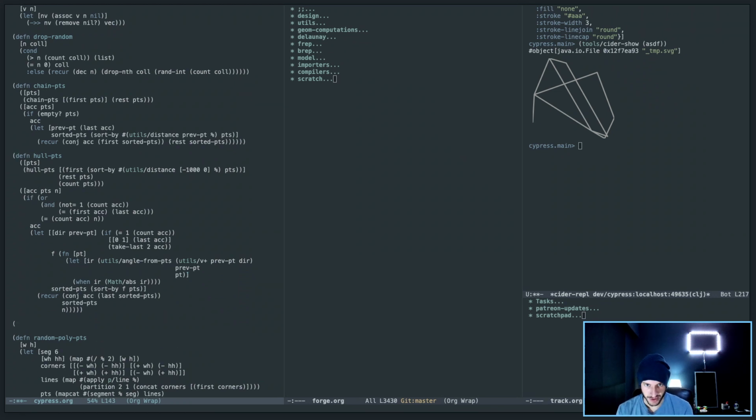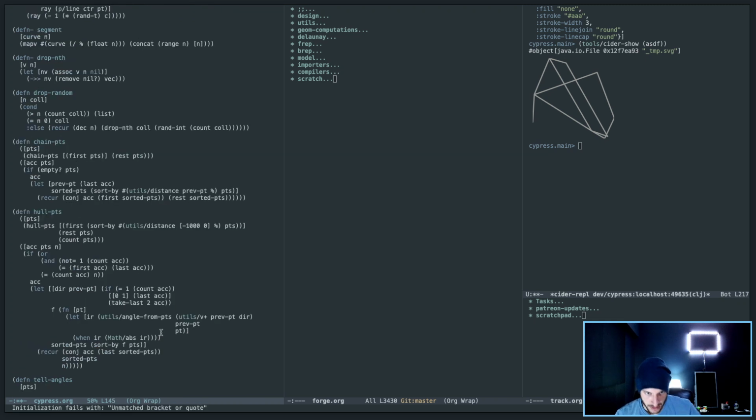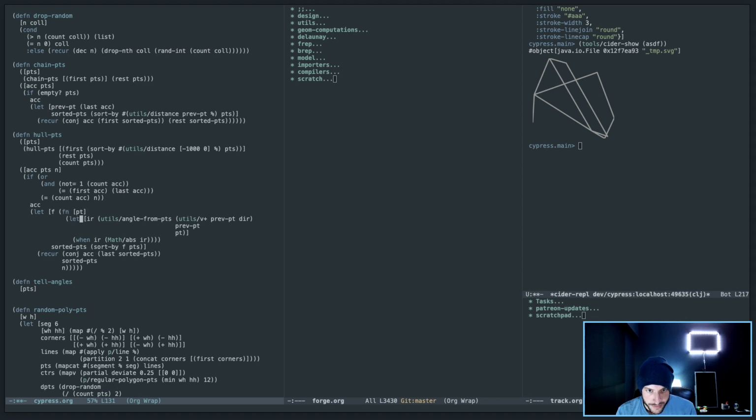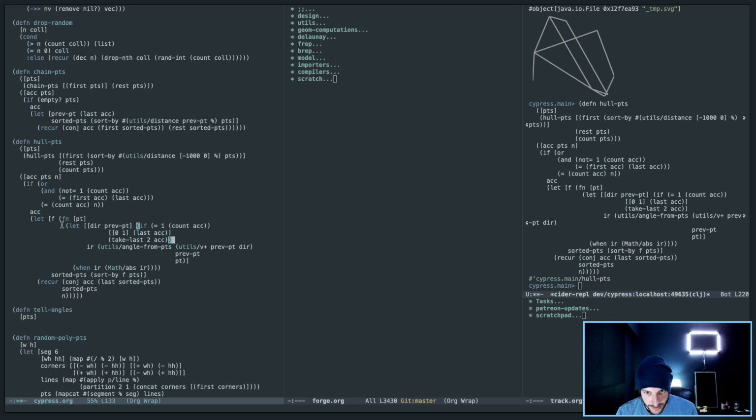I am gonna build something here. Tell angles. I just want a sort of debug tool here. I don't know if this is a good idea, but let's try it anyway, huh? Okay, it still compiles, that's good. Basically, I just want this function pulled out for checks. Okay.